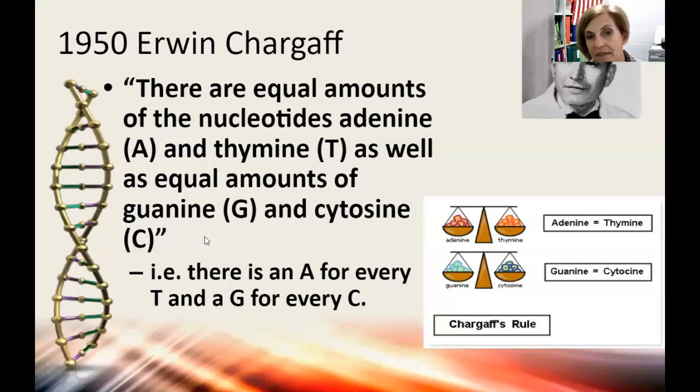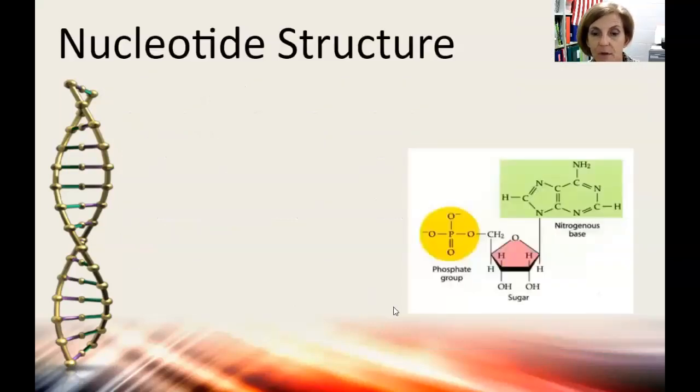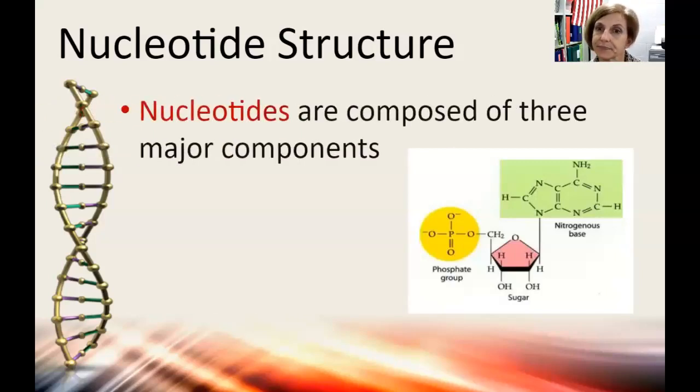Guanine and cytosine always occur in equal amounts as well. So for every A, there is a T, and for every G, there is a C. So they appear in equal amounts. Watson and Crick took that and said, if they appear in equal amounts and there's 2 strands, they must be bound to each other, which in fact they are.